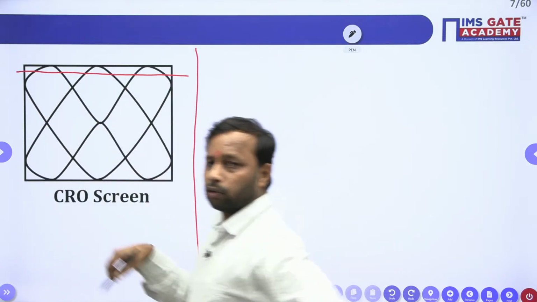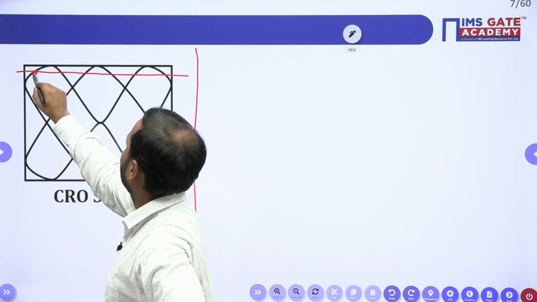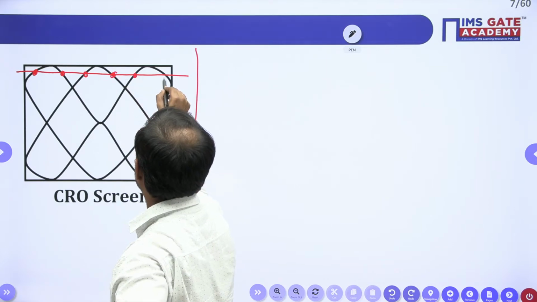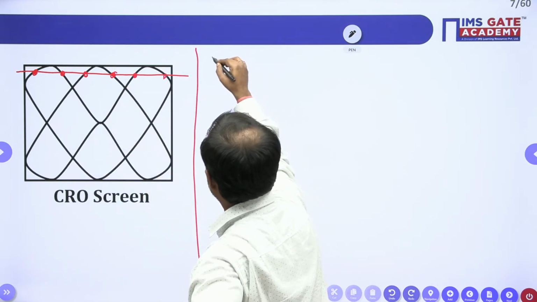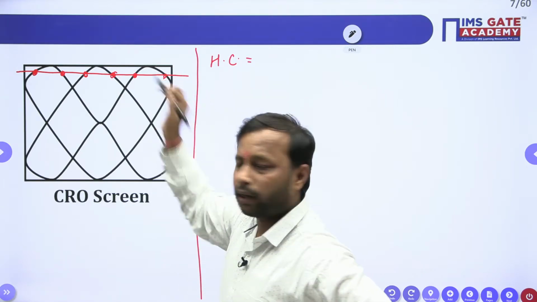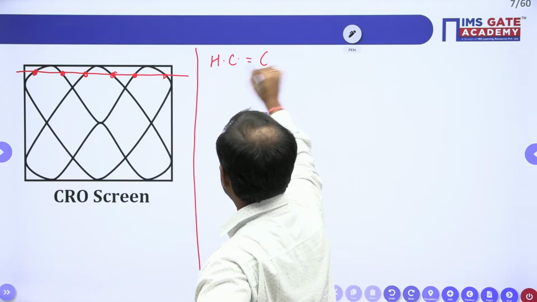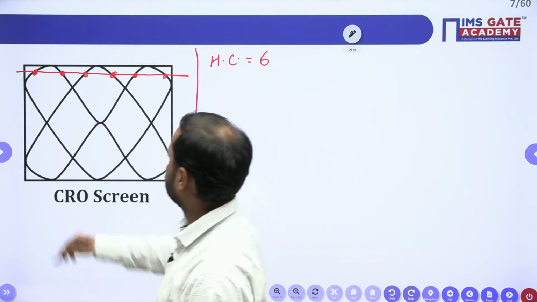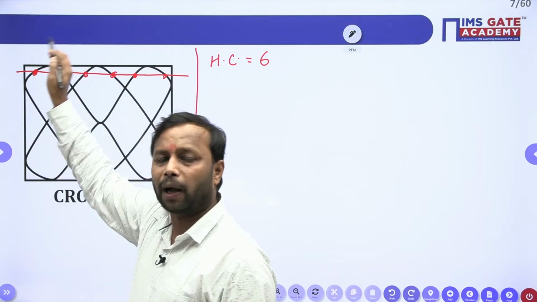Now see here how many cuts we have: 1, 2, 3, 4, 5, 6. So horizontal cuts is 6. Now find the vertical cuts such that the line also does not pass through a pre-existing point.